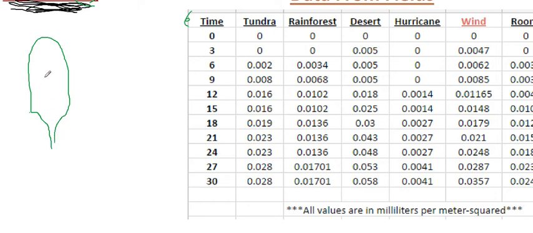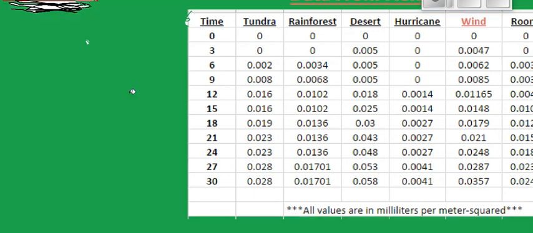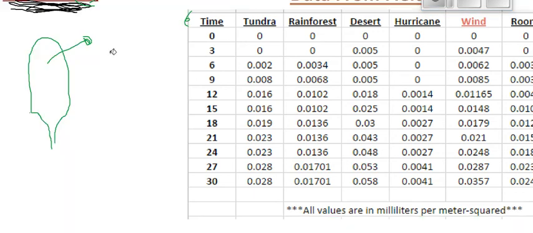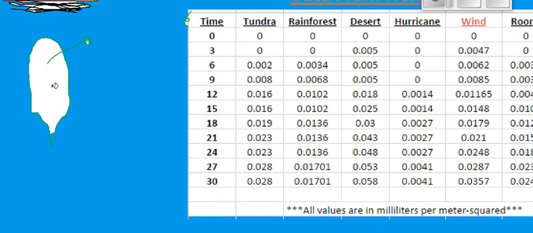But what if the leaf was already immersed in water? If the leaf was already immersed in water, what does that mean? Let's see if this works. Okay, so there's my leaf. It's now immersed in water. Well, water moves to where water's not, so I don't think this plant would lose any water at all because there's a ton of water on the outside of it.